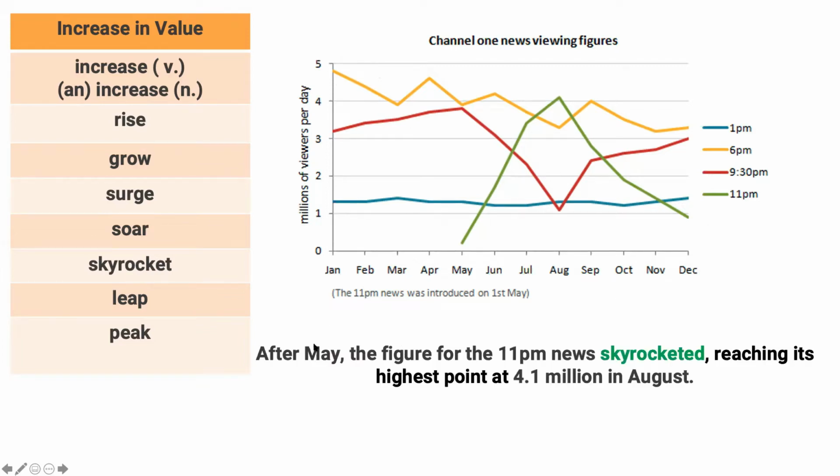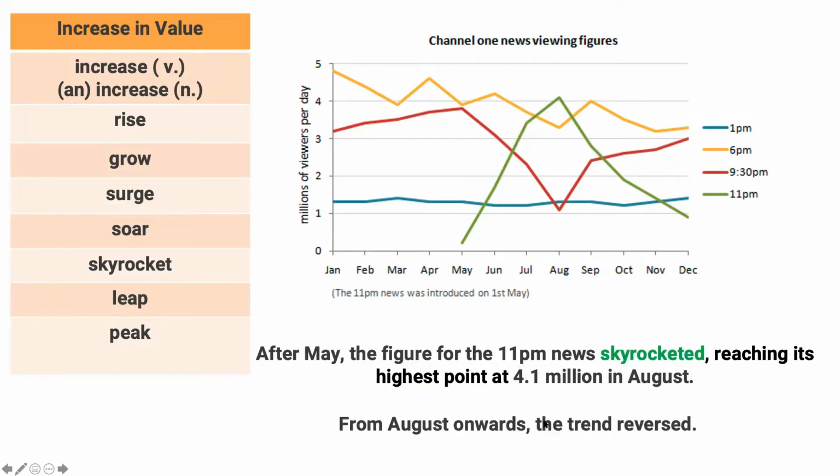It says, after May, the figure for the 11 p.m. news skyrocketed, reaching its highest point at 4.1 million in August. So if we're looking at May, that's right here, we're looking at 11 p.m., so it'll be the green. And yes, after May, we see that it completely skyrocketed. So it's quite sharp as an increase, and that makes skyrocketed the perfect choice here. Its highest point, or we could also say its peak, was at 4.1 million in August. So that is a great sentence to use for skyrocketed.